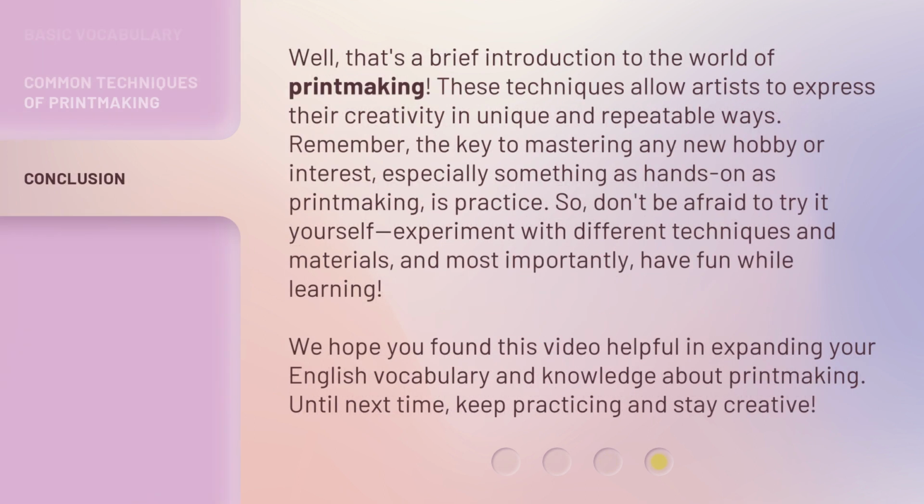Well, that's a brief introduction to the world of printmaking. These techniques allow artists to express their creativity in unique and repeatable ways. Remember, the key to mastering any new hobby or interest, especially something as hands-on as printmaking, is practice. So, don't be afraid to try it yourself, experiment with different techniques and materials, and most importantly, have fun while learning.